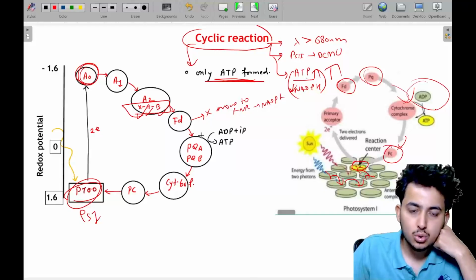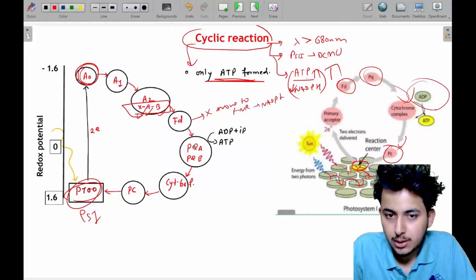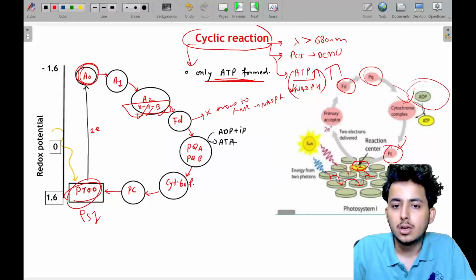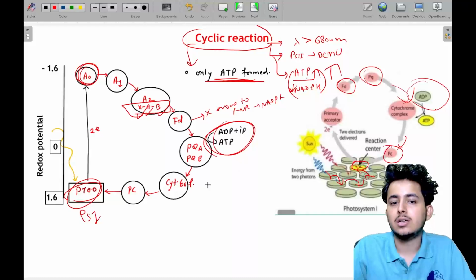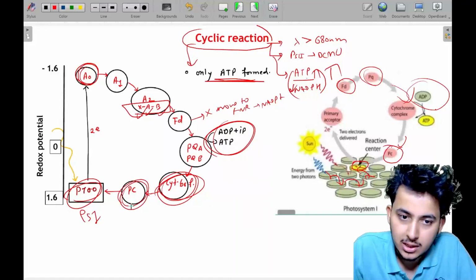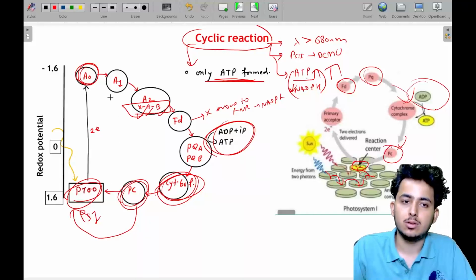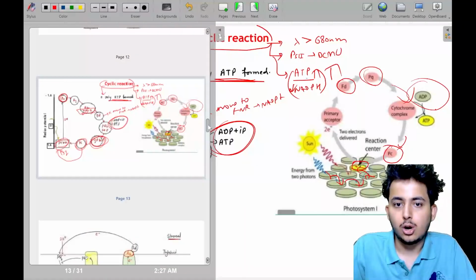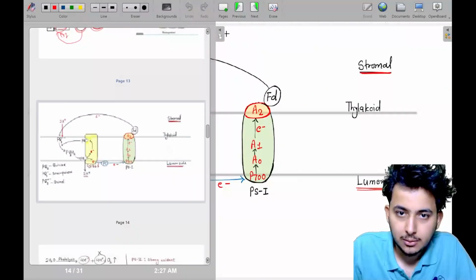It will now go back to the plastoquinone A, B, and ATP will be synthesized, then to the cytochrome B6F complex, and then to plastocyanin, and again back to PS1. So this is the cyclic flow. Now if you want to understand it in detail, let's see.